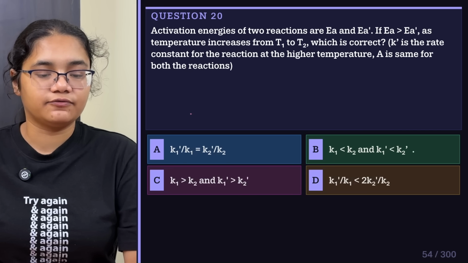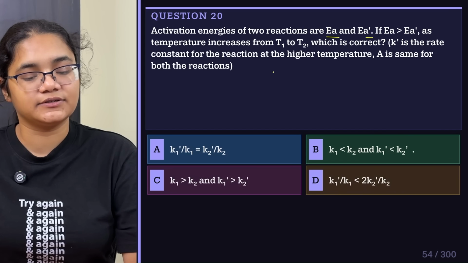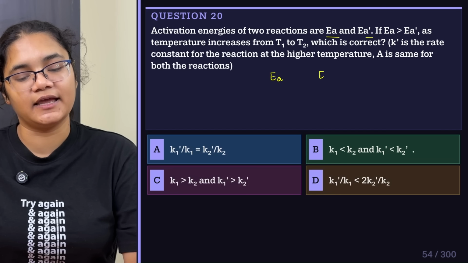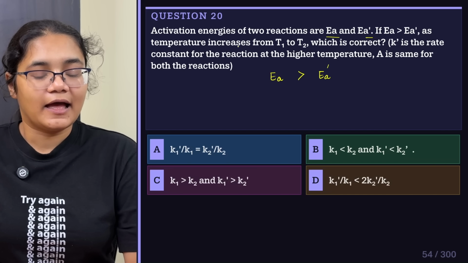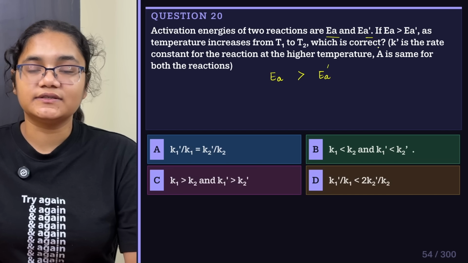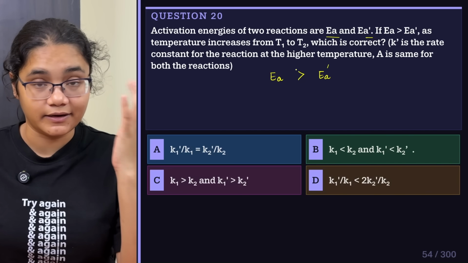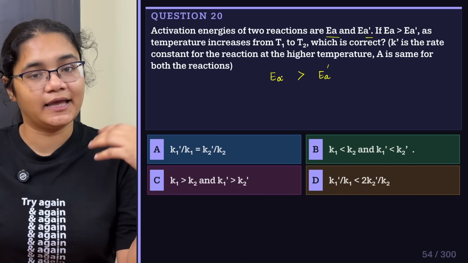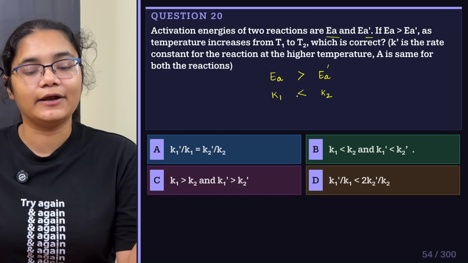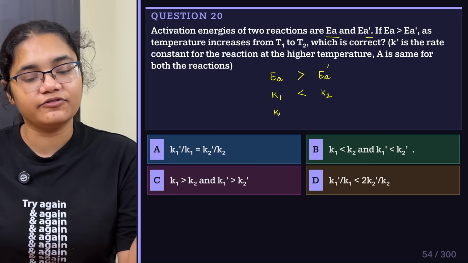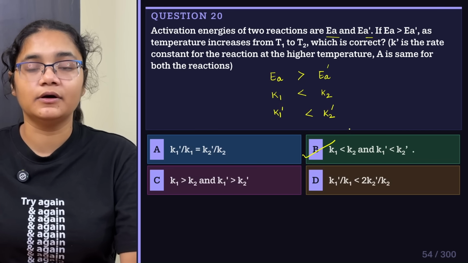Next, activation energies of two reactions. This is a very important question. Are EA and EA dash. Okay, two reactions are there. For first reaction, activation energy is EA. For second reaction, it is EA dash. And EA is greater than EA dash. As temperature increases from T1 to T2, which is correct? Now see, when you increase the temperature, definitely the rate will increase. But when activation energy EA is already higher, suppose its rate constant is K1 and the other's rate constant is K2, then obviously K2 will be greater than K1. And at higher temperature also, K1 dash will be greater than K2 dash. So I have this relation in option number B here.